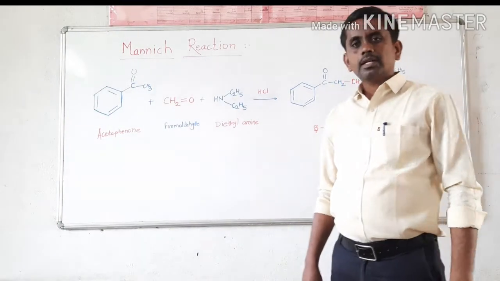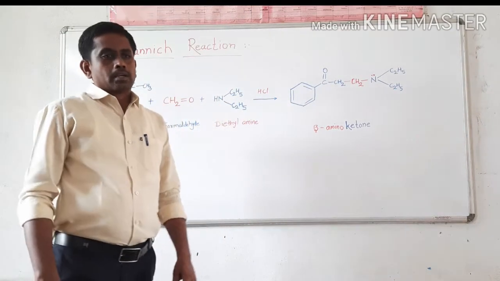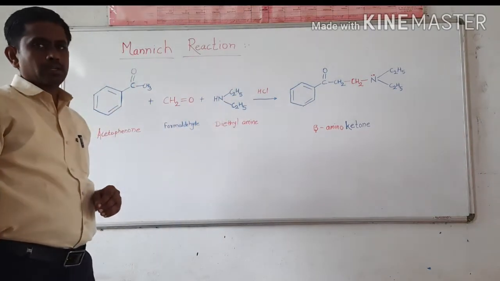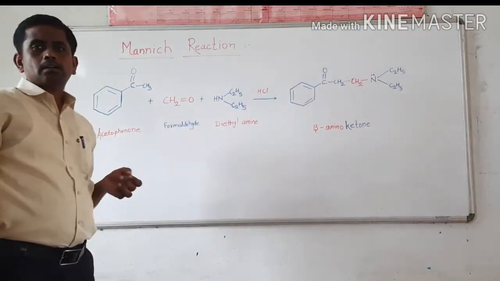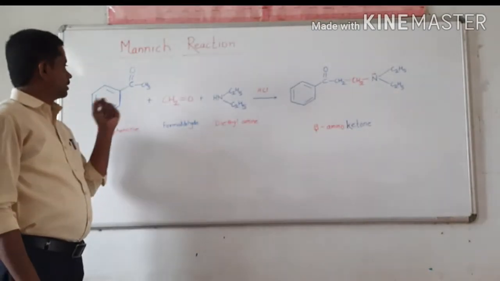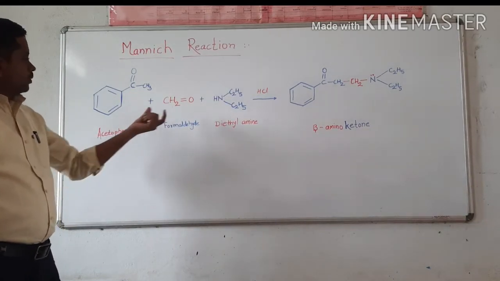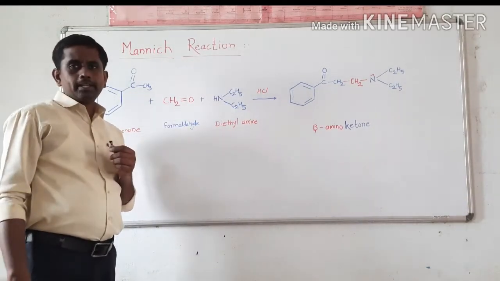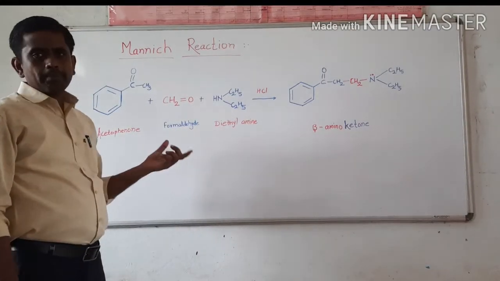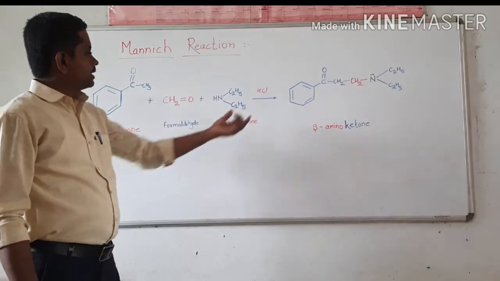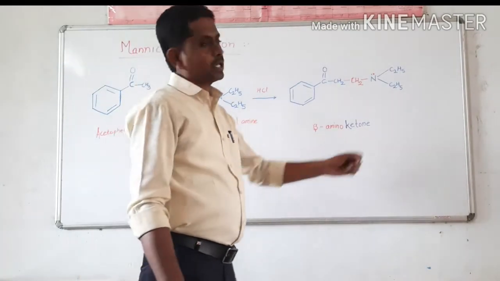Mannich reaction is a reaction between acetophenone or an aromatic ketone that is having alpha hydrogen. It reacts with formaldehyde and a secondary or primary amine as their hydrochlorides to give beta amino ketone.